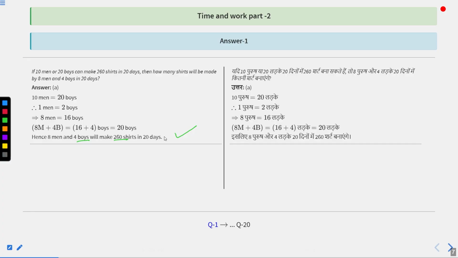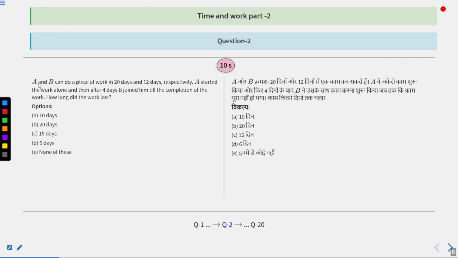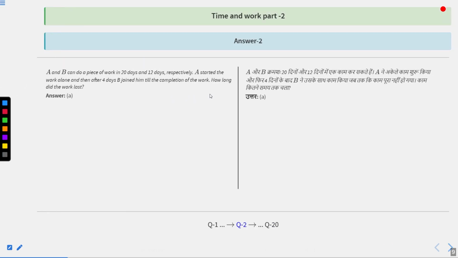Clear? Next question: A and B can do a piece of work in 20 days and 12 days respectively. A started the work alone and then after 4 days B joined him. Till the completion of the work, how long did the work last? You have 5 options and 10 seconds to analyze the question. Your time starts now. Now time's up. Let's see the solution.